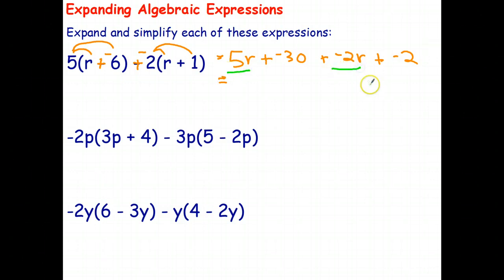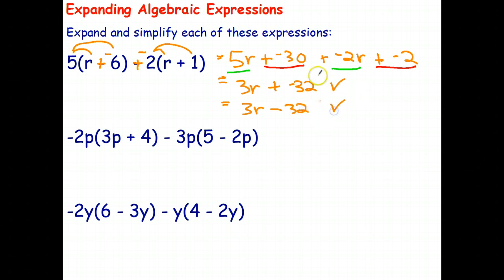5r plus negative 2r. Well, 5 plus negative 2 is 3, so that's 3r. Then we'll go back and get a bit of red, and we've got plus negative 30 plus negative 2. Well, negative 30 plus negative 2 is negative 32, so plus negative 32. So you can leave it like that, or if you wanted to, you could just write it as subtract 32. So change it back. So both of those are equally good.